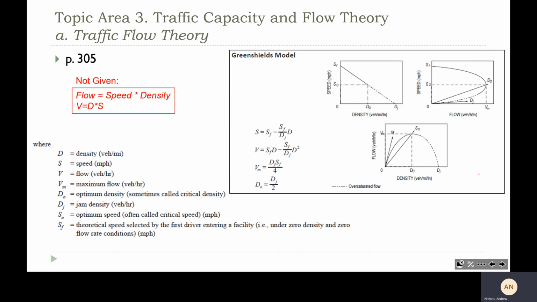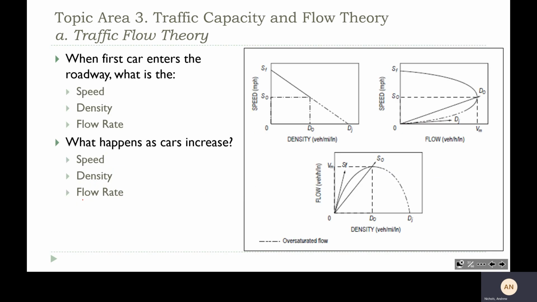That's it for pavement. So topic area 3 is traffic capacity and flow theory. So traffic flow theory, these relationships are given on page 305. So hopefully you guys all remember the Green Shields model. Let me jump over to the next slide and explain what's happening here, or hopefully refresh your memory. These diagrams are given in the reference manual.